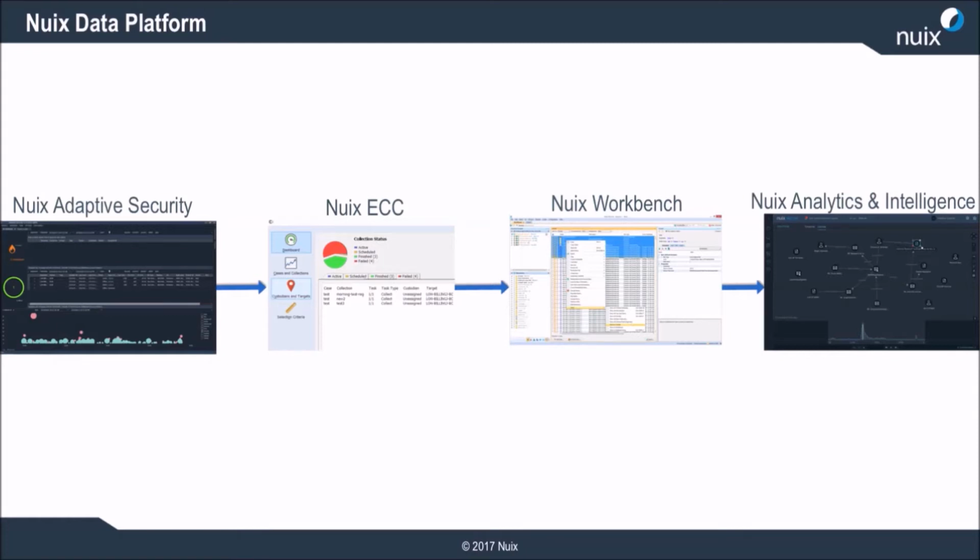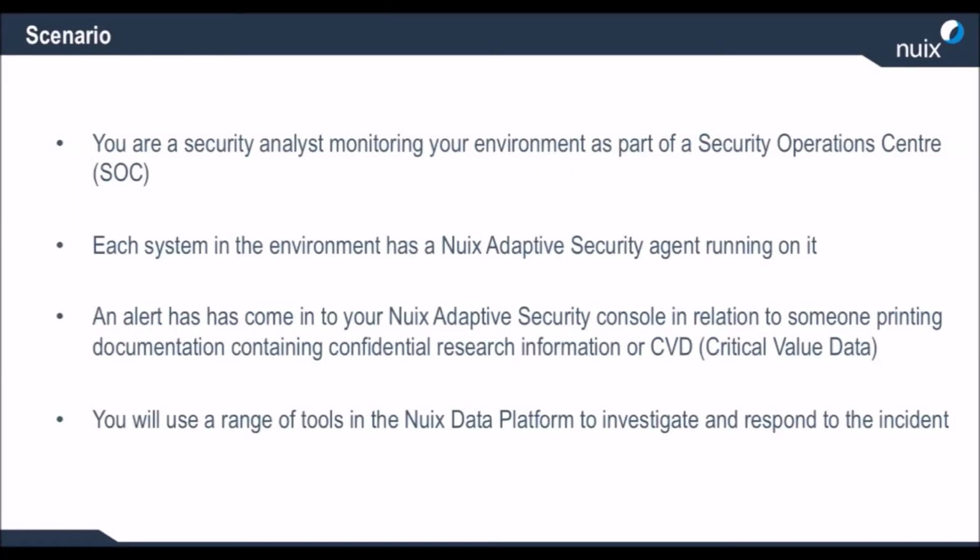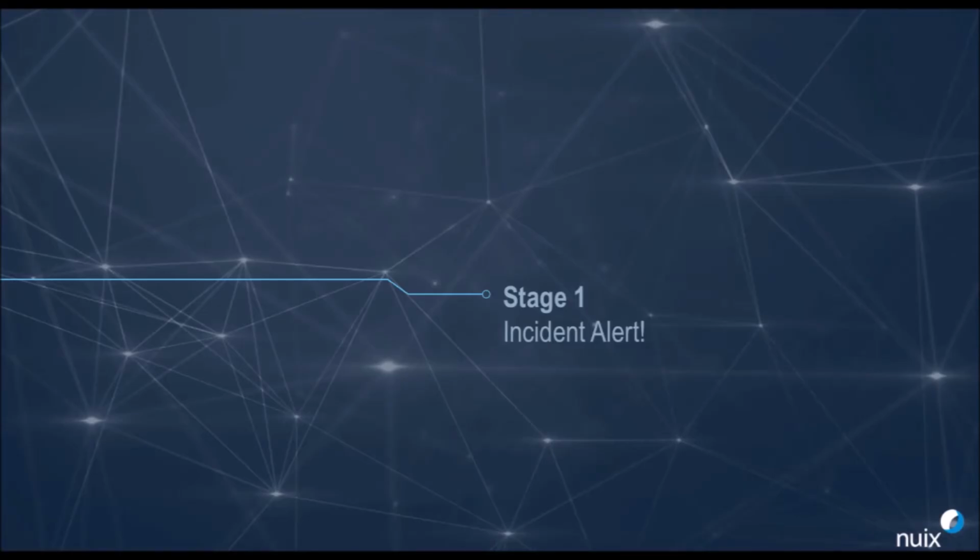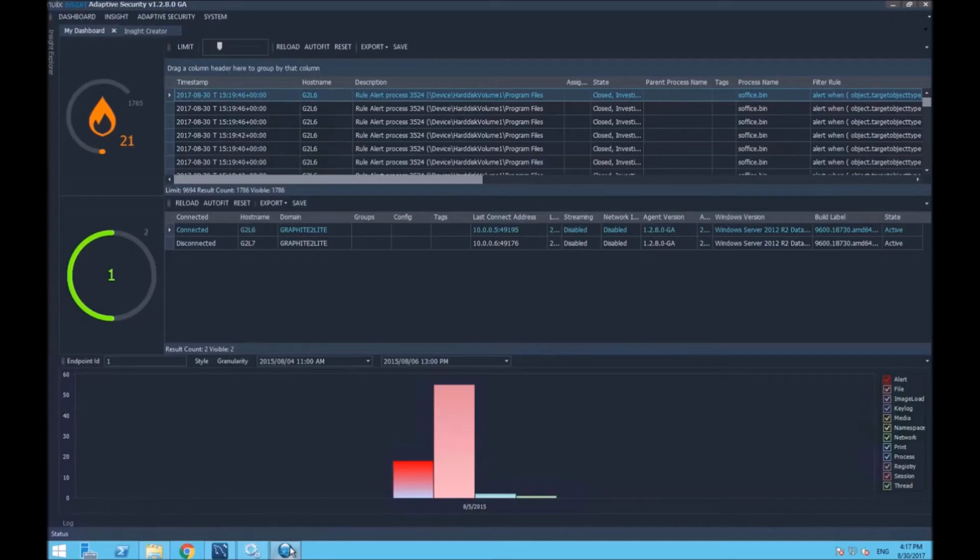So now let's look at how all these pieces fit together in an investigation and response scenario. You're a security analyst working in a security operations center, and we've got an alert come in to say someone in our environment is printing sensitive confidential documentation, so printing out critical value data. So we've been alerted to a potential security incident underway, and we're first going to respond to that by looking at our Adaptive Security console, which we can see here now, and look into that further.